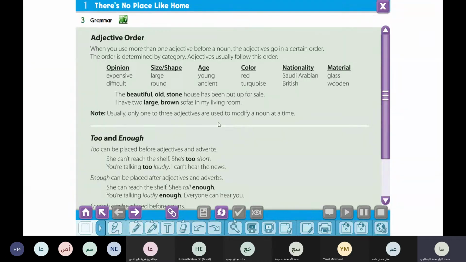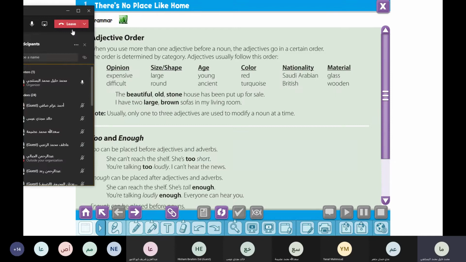According to the adjective order, we have to follow this order. If you want to mention adjectives before a noun, we have to arrange them according to this category. First, you have to start with adjectives related to opinion, then adjectives related to size or shape, age, color, nationality, and material. And here we have 2 examples. We cannot use more than 3 adjectives before the noun. Okay, so this is about the first structure.